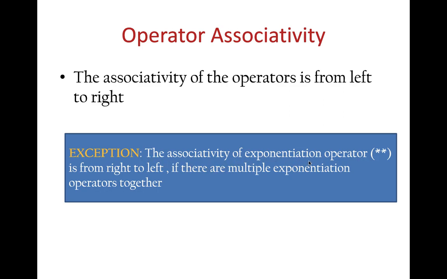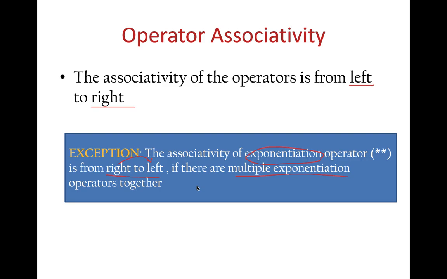The associativity of exponentiation operator is from right to left, if there are multiple exponentiation operators together. If multiple exponentiation operators are together, then you will need to solve it from the right to the left. Generally, we will solve from the left to the right, but in case of exponentiation operator, if there are multiple exponentiation operators, then you will solve it from right to left, not from left to right.